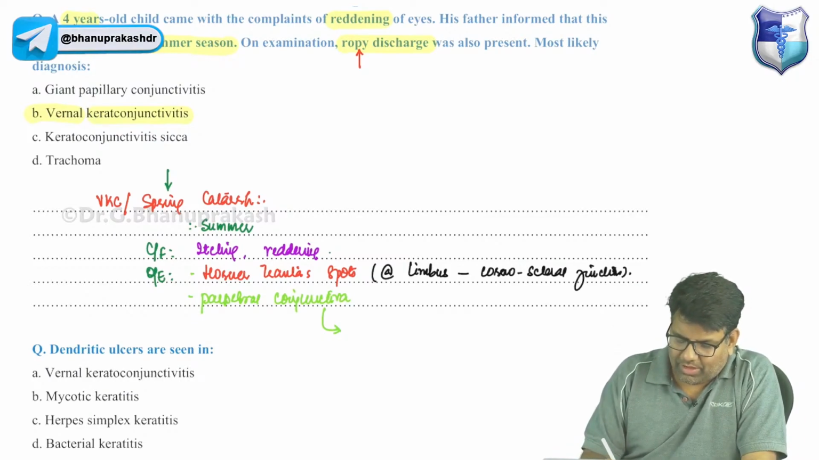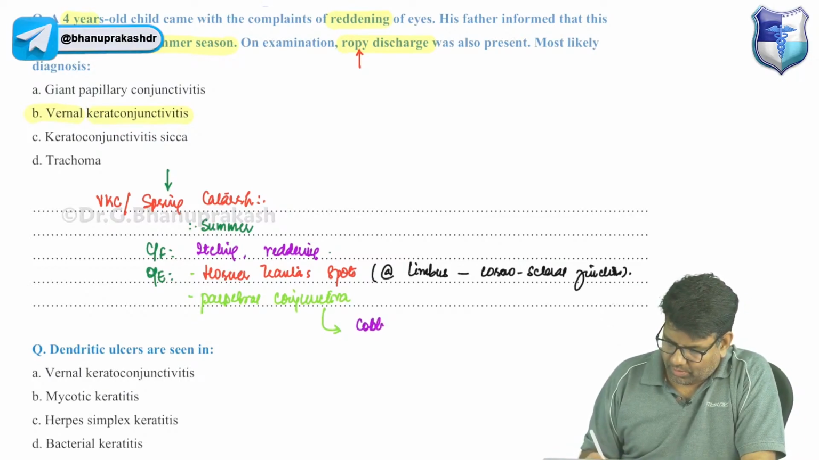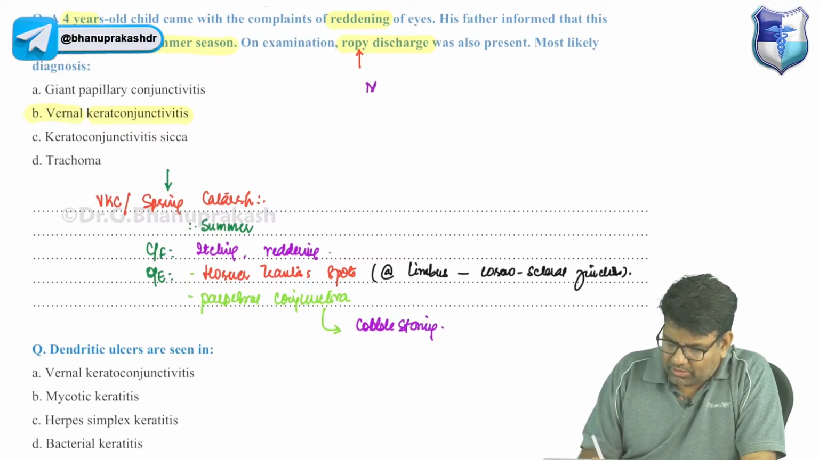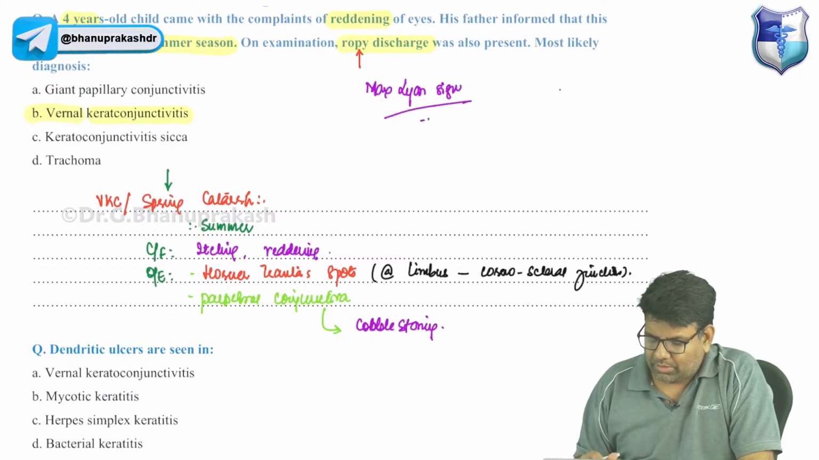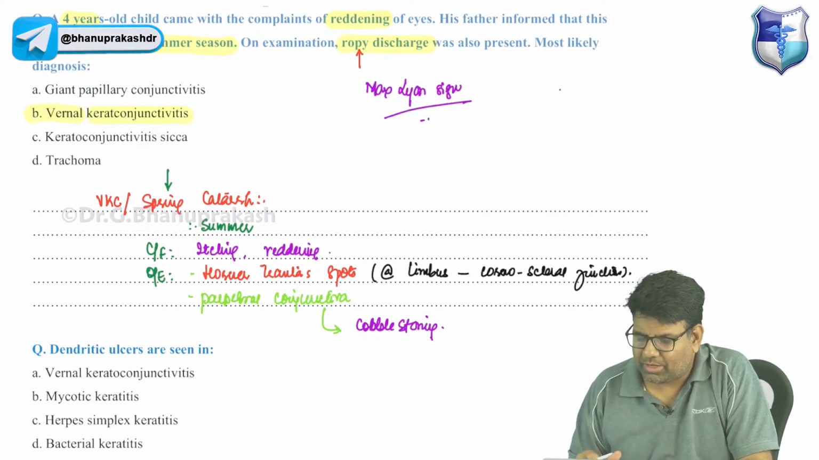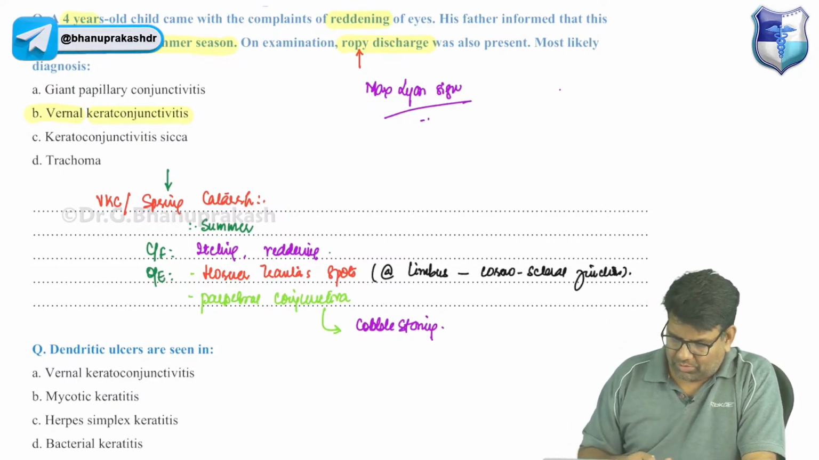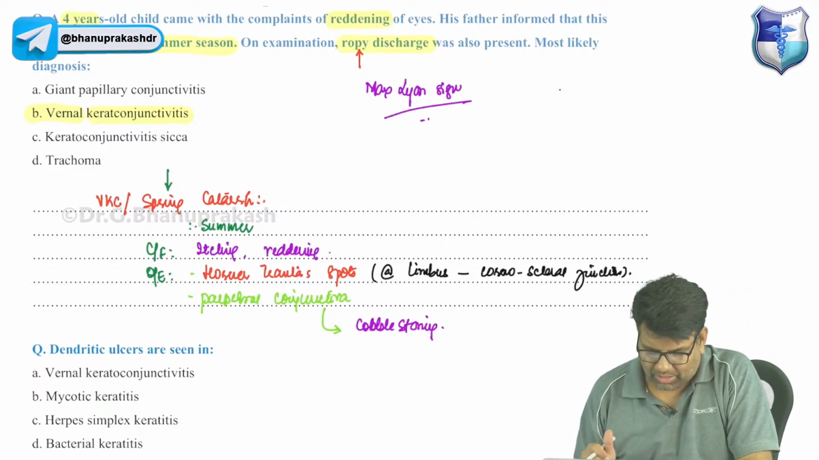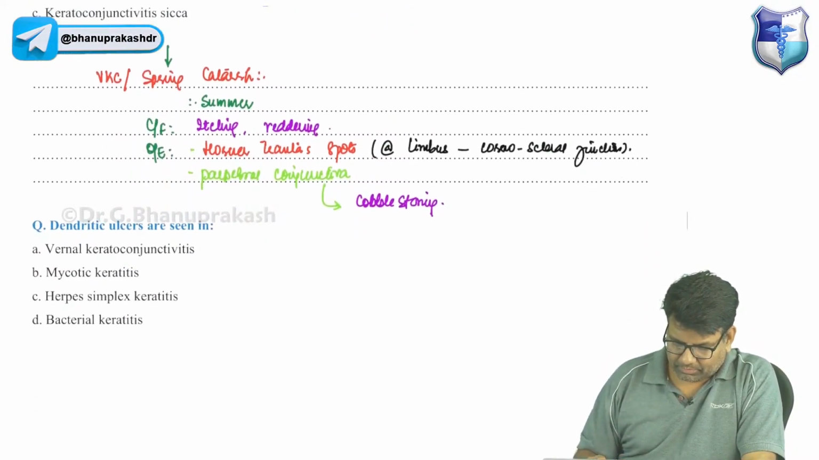Cobblestoning. Very good. It will show cobblestoning of conjunctiva. So please remember this much. And the clinical term is Maxwell-Lyon sign for ropey discharge. So this is in short about vernal keratoconjunctivitis, which is also known as spring catarrh.